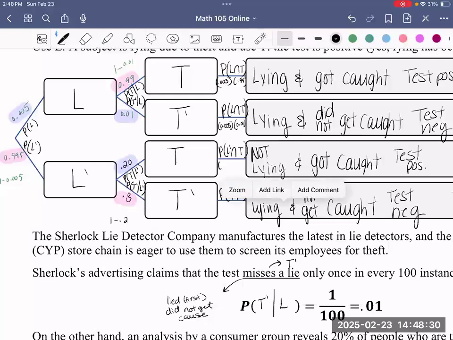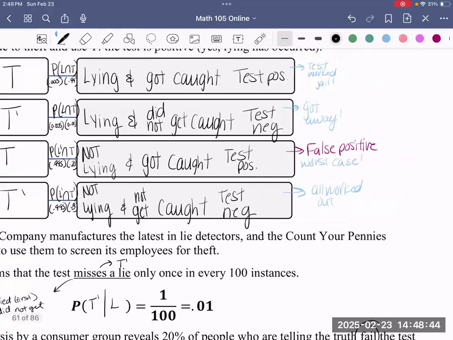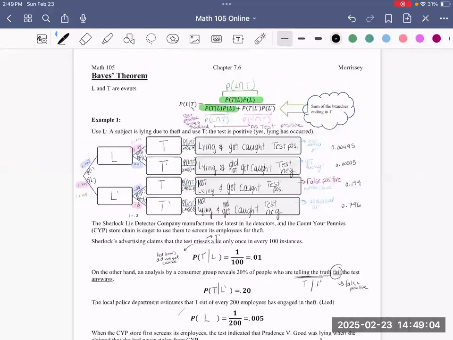Or they were not lying, but the test came back positive for lying. Or they were not lying, and the test came back that, in fact, they were not lying. Therefore, at the very end, when we multiply these two, we should get 0.00495 and 0.12345, or 0.199, or 0.796. Now, what do we not have, right?